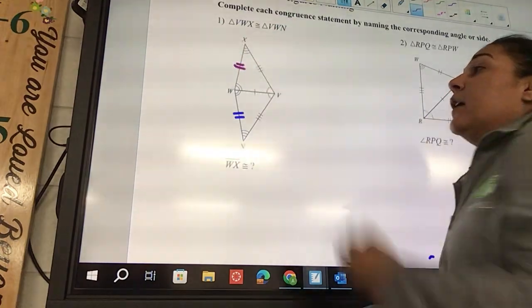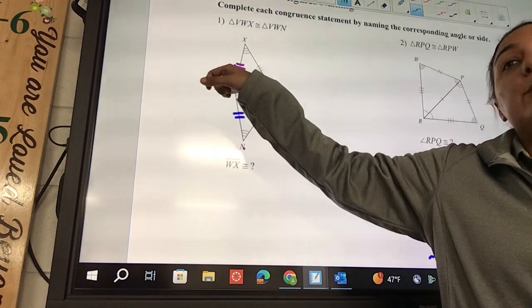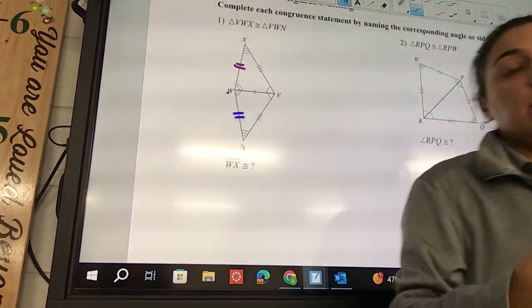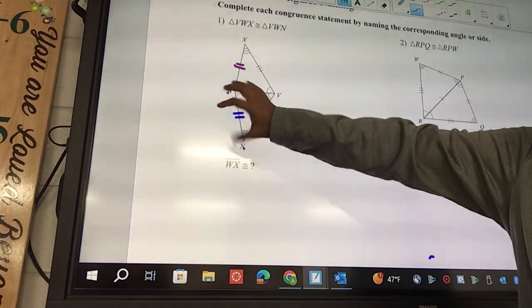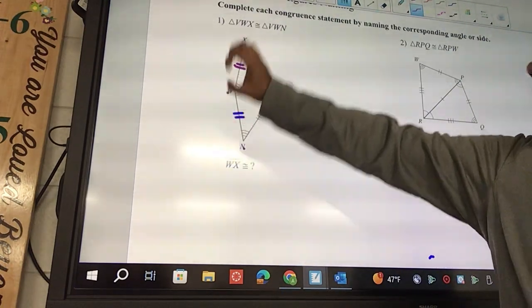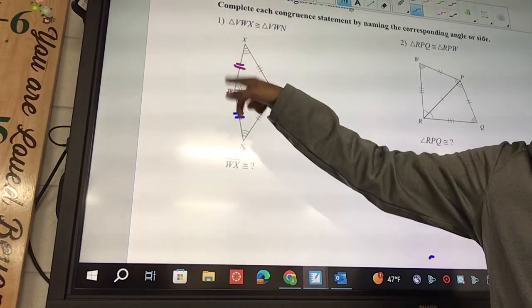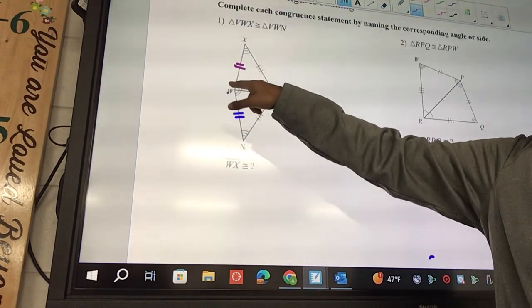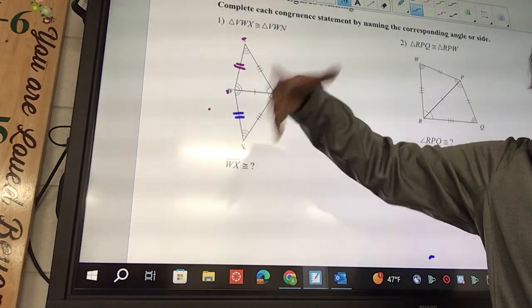Okay, they're right here. What that's saying is that from N to W, the side of the triangle, the side, not the angle, is congruent. So if this is 4 in length, then this one is also 4. From W to N, or N to W, is the same length as W to X, or X to W. Does that make sense? Because it has a 2.